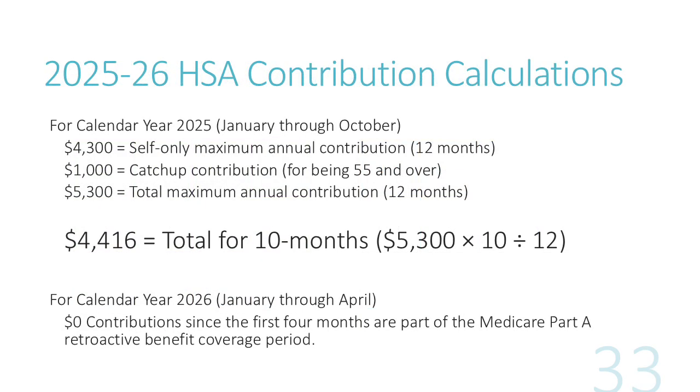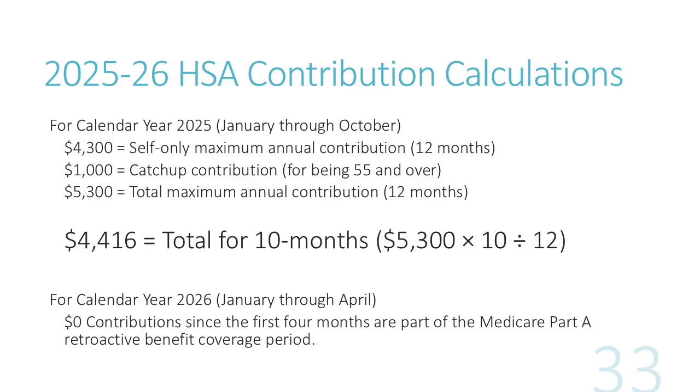So, for example, let's look at HSA contributions for self-only coverage for calendar years 2025 and 2026, and what the correct HSA contribution for this Medicare beneficiary is. For calendar year 2025, it's 10 months, January through October, of the annual maximum self-only amount, plus a catch-up contribution for being 55 and over. So let's do the numbers. $4,300 self-only maximum, plus a $1,000 catch-up contribution. So the total maximum annual contribution is $5,300.